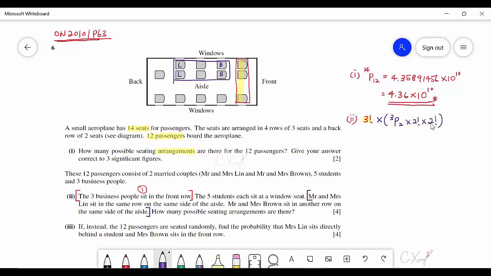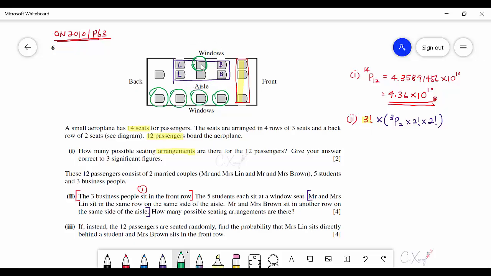All right, so once we already fix the couples and also the business people, then the last one you should consider the students. So we have 5 students here and all of them must sit at the window seat. So how many window seats left? 1, 2, 3, 4, and 5. So that means no matter where Mr. and Mrs. Brown and Lin sit, there will be one empty window seat between this side, at this side.